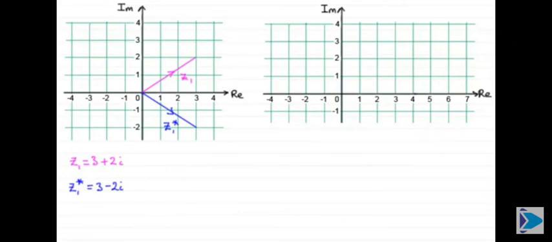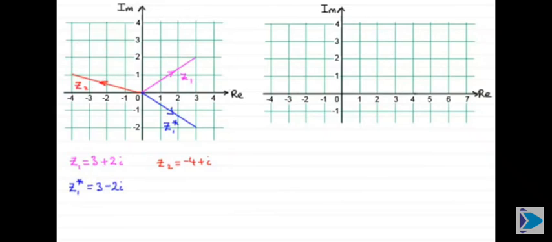Now, if we had another complex number, let's say Z2. Z2 was equal to minus 4 plus i. And if we were to draw this on the Argand diagram, then we'd go minus 4 and plus 1 unit up there. So going from there to there would be our complex number Z2.